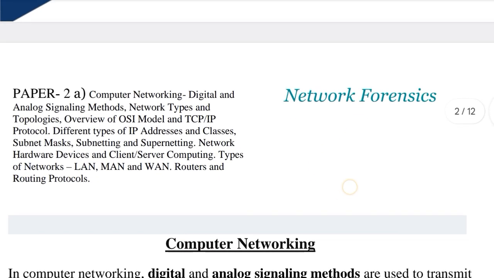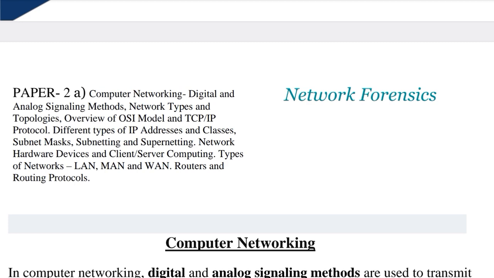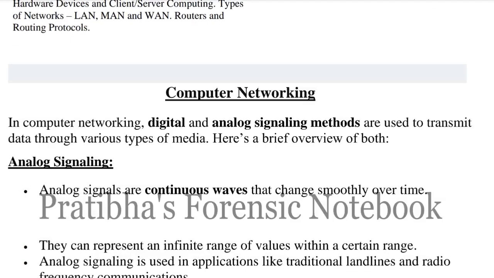Then today we'll start with our network forensics. So let's begin with our computer networking first. In computer networking, we have two kinds of signals: one is digital and another one is analog. Analog signals are continuous waves which transmit the data, and they were basically used in traditional landlines and radio frequencies.